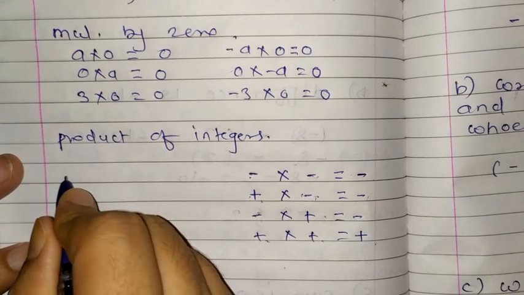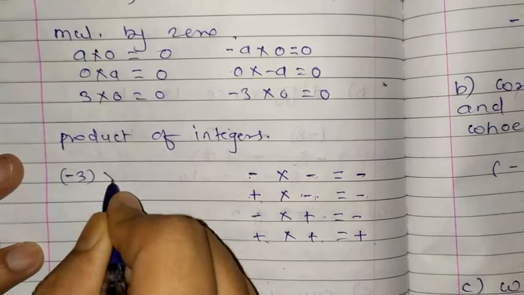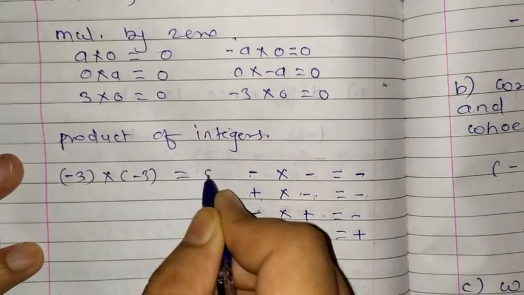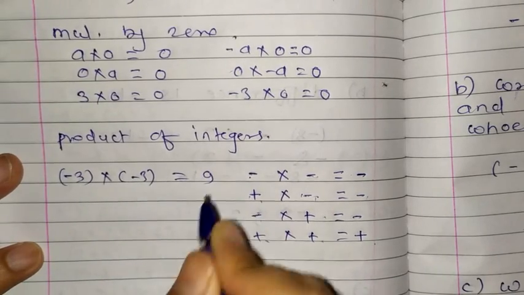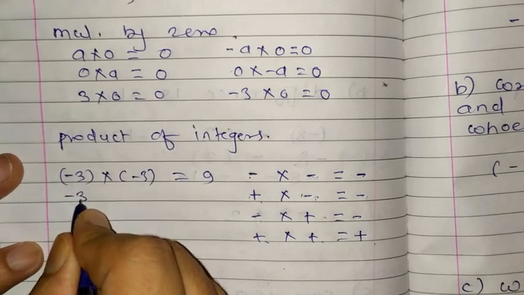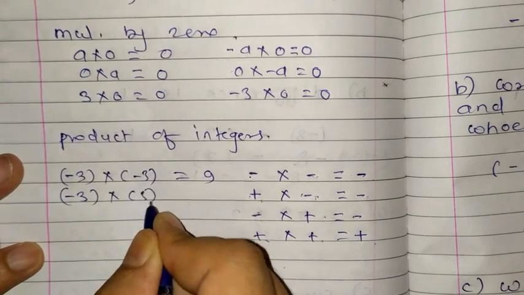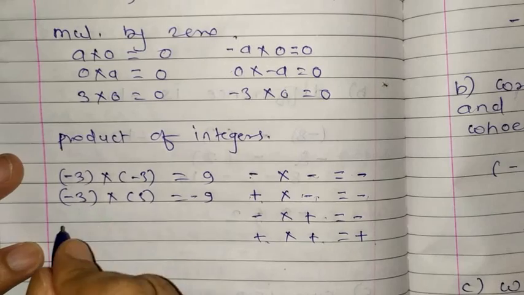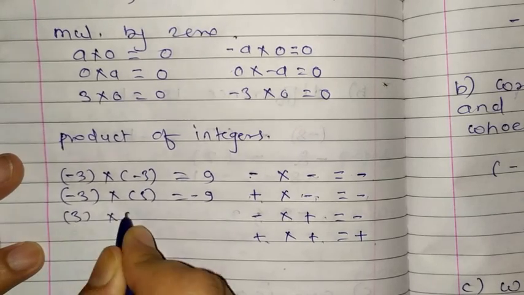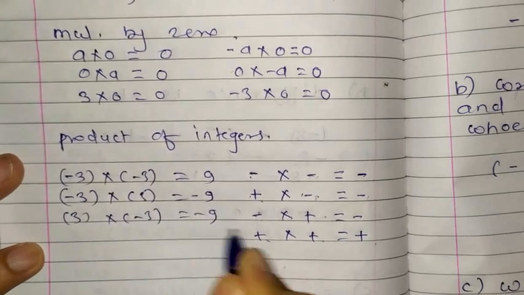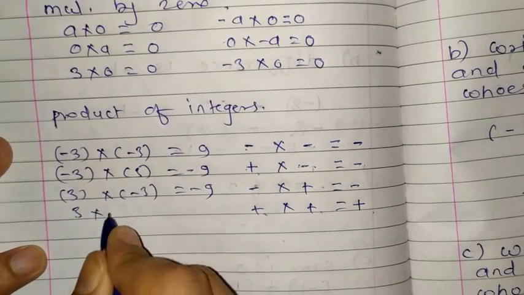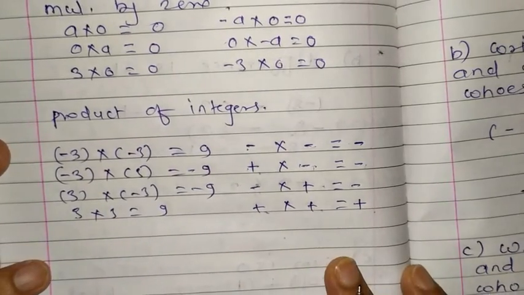Let's see some examples. Minus 3 into minus 3: minus minus gets plus, and do the multiplication, so it is 9. If you do minus 3 into 3, it is minus 9. Or if you do 3 into minus 3, that is also the same. If positive numbers are there, that you already know, 3 into 3 is 9.